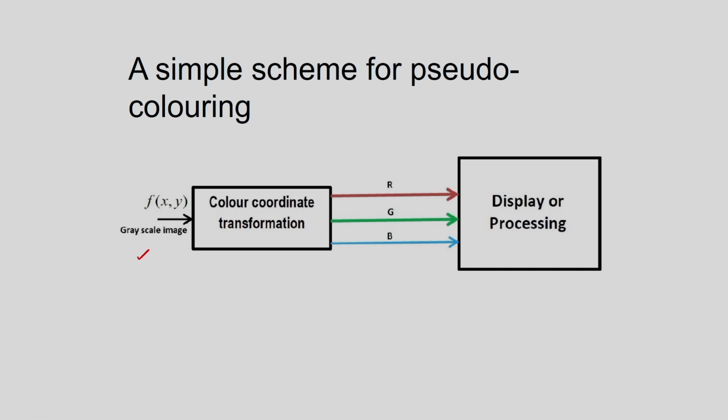So color coordinate transformation I am considering, and after transformation I am getting the R value, G value and the B value, and that I can display as a color image. So I have to define the transformation. So how to define the transformation? In my next slide you can see.